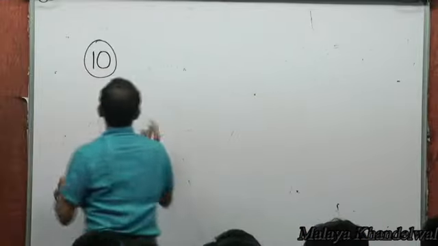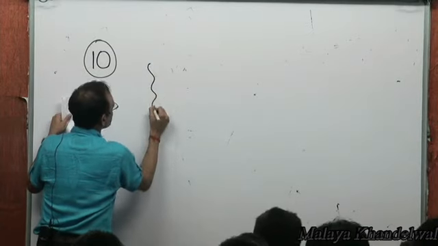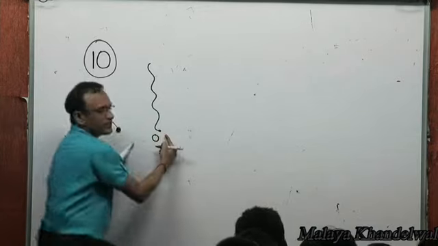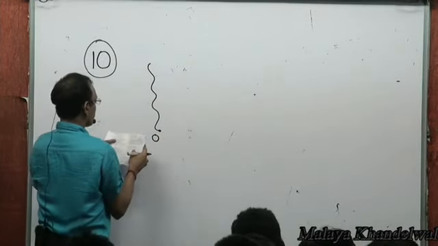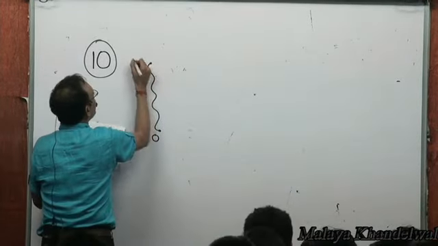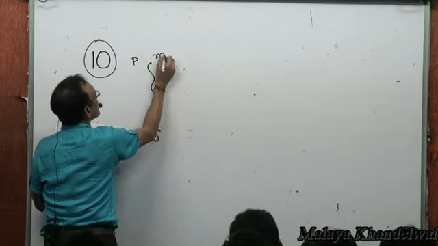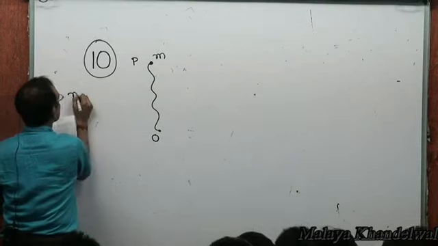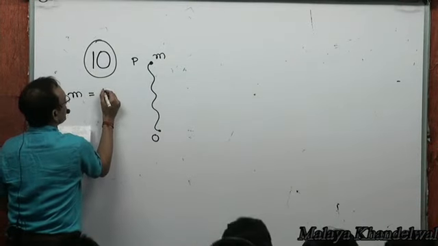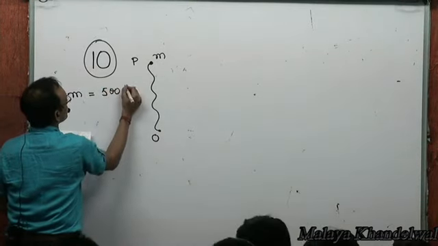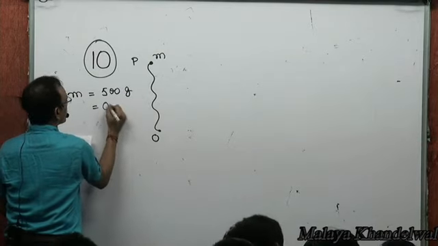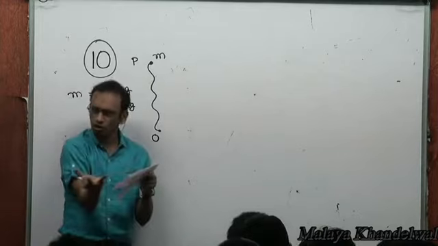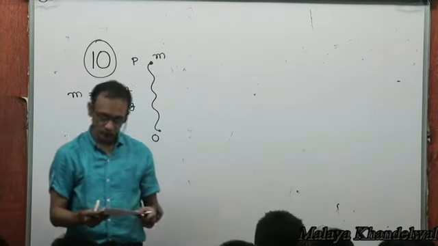So there is a collapsed rubber band. A rubber band in a collapsed state fixed at O, and at this end P there is a mass M attached. This mass M is given to be 500 grams. And the whole arrangement is resting on a horizontal surface.